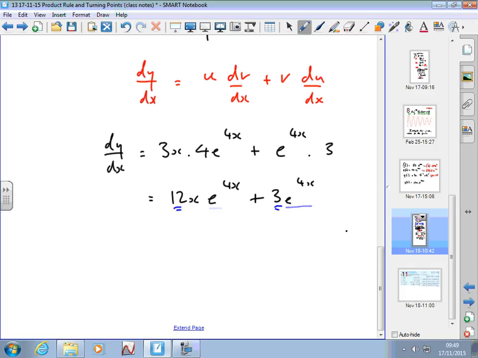So I can actually take 3e to the 4x outside a bracket and then think about what I'm left with. What have I got to times 3e to the 4x by to get 12x e to the 4x? 4x. What have I got to times 3e to the 4x by to get 3e to the 4x? 1, not 0, 1. So I could simplify it like that.